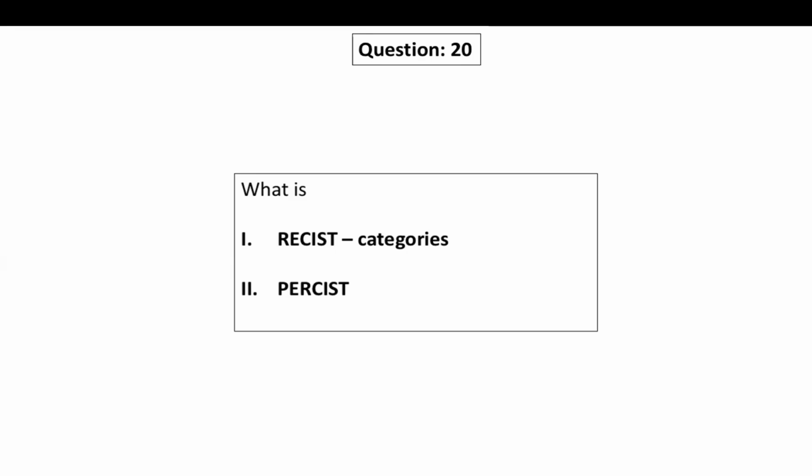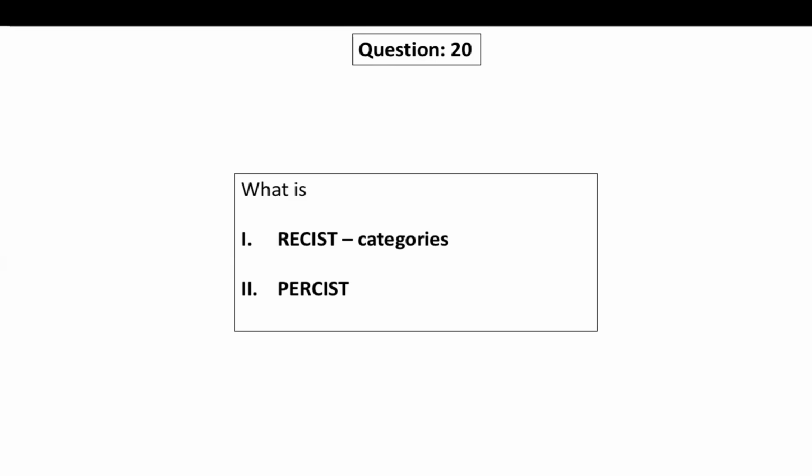There are mainly 4 categories, sir. First is complete response, where there is a disappearance of all lesions. Then is partial response, where there is more than or equal to 30% decrease in the sum of the largest diameter of target lesion. And then is stable disease, which is neither CR nor PD. And then there is progressive disease when there is more than 20% increase in sum of the largest diameter, or there is an appearance of new lesion.